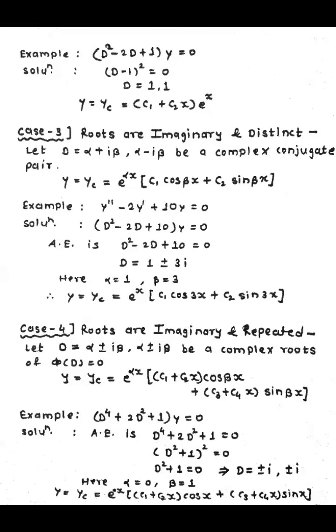The example is here: D square minus 2D plus 1 acting on y is equal to 0. Now this is a very common equation, so you can find the factors of this. It is (D minus 1) whole square. It is a perfect square of D minus 1. So the square indicates that the roots are repeated twice. So here the D value is 1, and again one more time it is 1, because the bracket is raised to the 2. So here the degree is 2, so the number of roots is 2.